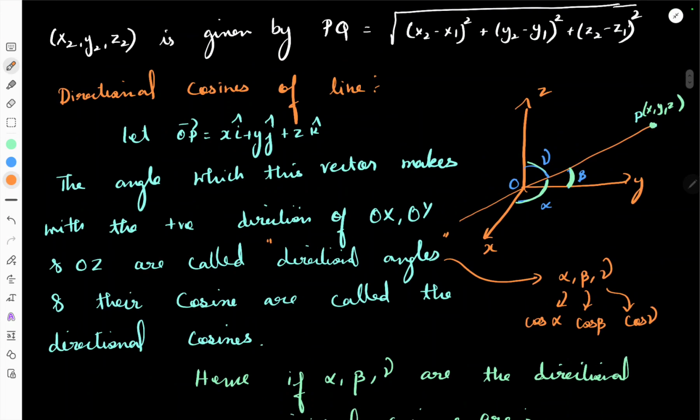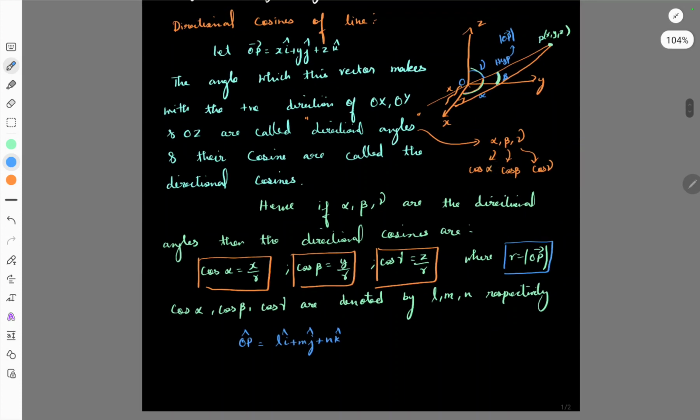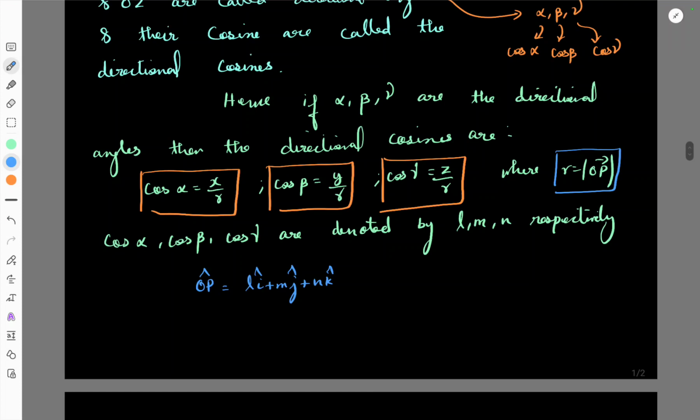Why x by r? If I draw one line like this, here it will be 90 degrees perpendicular, this distance will be x, and this is alpha, and opposite to this 90 degrees will be the hypotenuse. Hypotenuse is nothing but the magnitude of vector OP. So cos alpha is adjacent by hypotenuse, which means x by the magnitude of OP. So r is nothing but the magnitude of OP. So x by r; similarly cos beta will be equal to y by r and cos gamma will be equal to z by r. Cos alpha, cos beta, cos gamma are denoted by the letters l, m and n respectively.